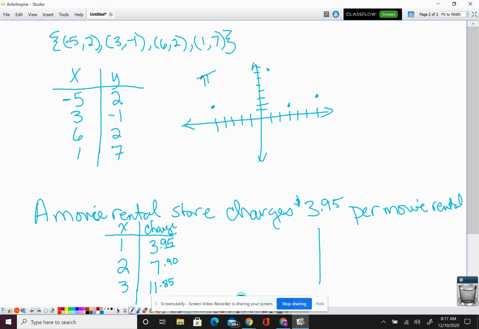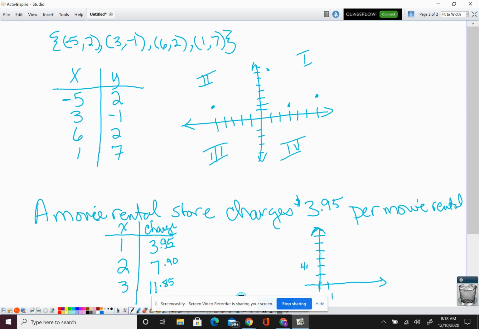So if we're making a graph, we're not going to have to worry about any of these quadrants 2, 3, and 4, are we? Are we going to ever talk about renting a negative number of movies? No, we're not. We can only rent a positive number. And are we going to be charged a negative amount of money when we rent a positive number of movies? No. So we only have to worry about that first quadrant. And a lot of times in your real life situations, you're only going to have to worry about graphing on the first quadrant.